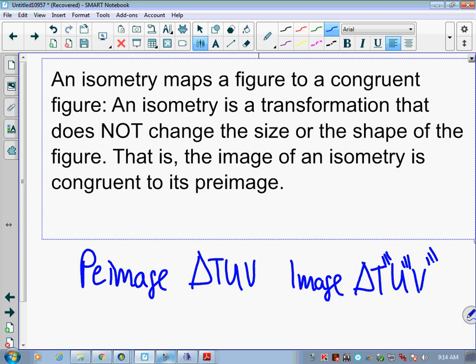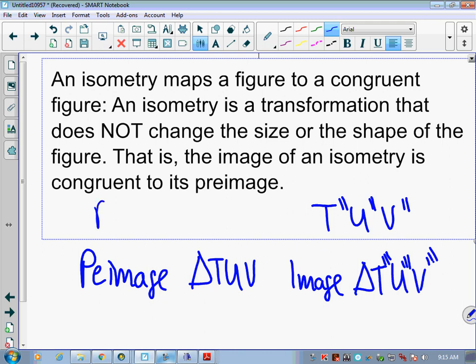Okay, so the terminology for that tick mark is prime. One tick mark means T prime, U prime, V prime. If I add a second tick mark, we call that T double prime, U double prime, V double prime. Three is going to be triple prime, quadruple prime. Those tick marks are actually called prime marks.